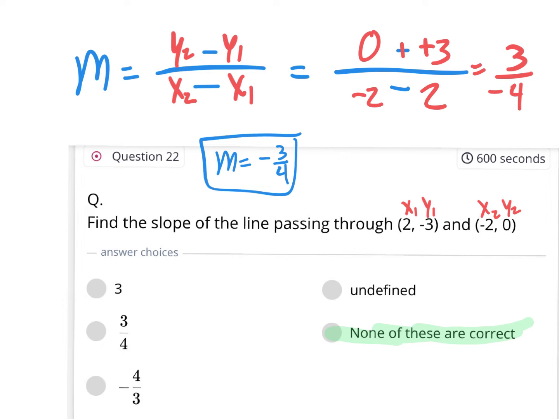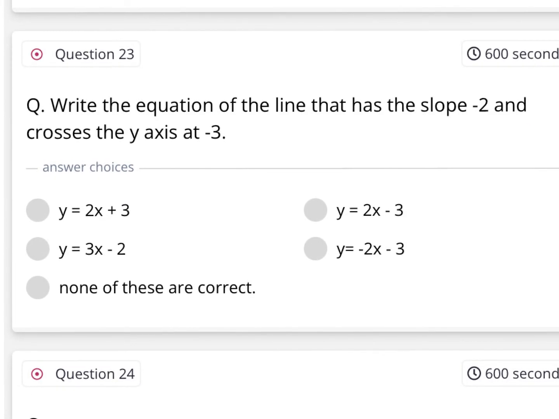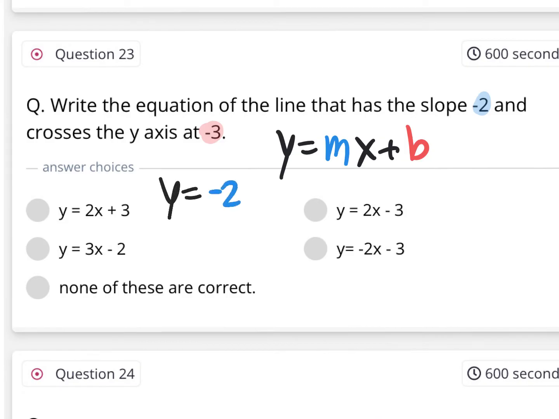Moving on. It says write the equation of a line that has a slope -2 and crosses the y-axis at -3. So what are they giving you here? They are giving you a slope, and they're also giving you a b value. It crosses the y-axis. So they give you an m and they give you a b. You could plug it into y equals mx plus b. So we're going to have y equals -2x plus -3. So I would just write a -3 instead of a plus -3. And this is your answer right here, y equals -2x minus 3.